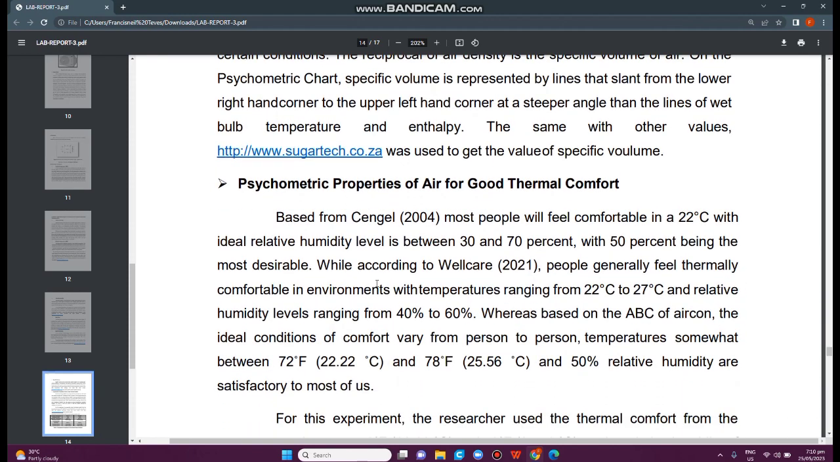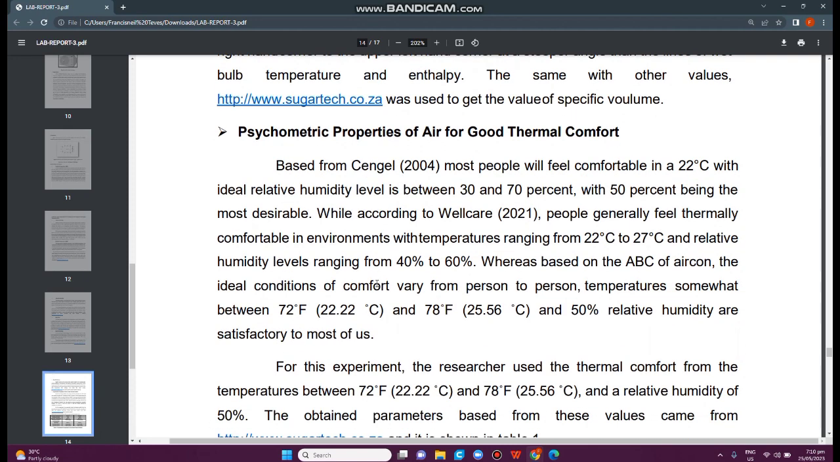Next, we have the psychrometric properties of air for good thermal comfort. Based on Cengel 2004, most people will feel comfortable at 22 degrees Celsius, with an ideal relative humidity level between 30 and 70%, with 50% being the most desirable. While according to WellCare 2021, people generally feel thermally comfortable in environments with temperatures ranging from 22 to 27 degrees and relative humidity levels ranging from 40% to 60%.